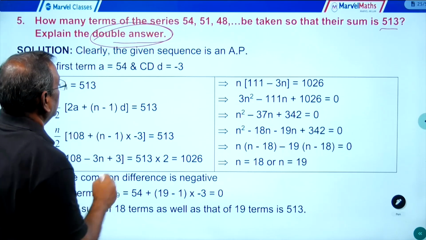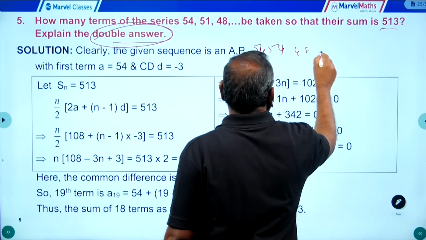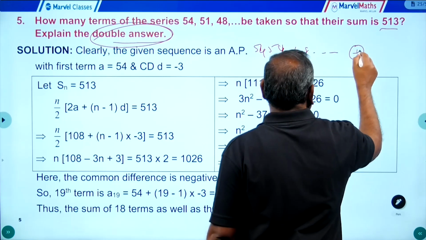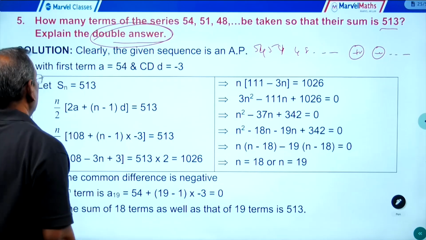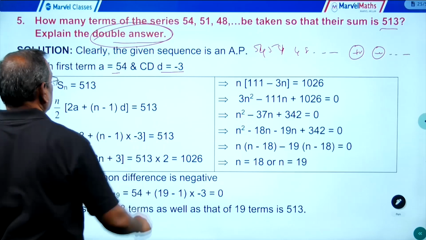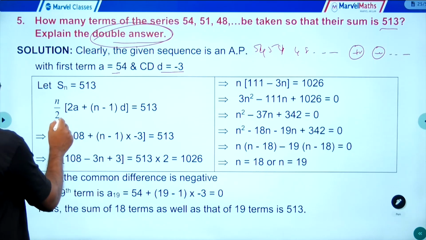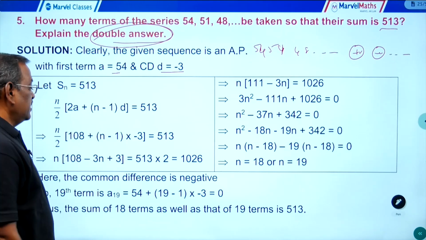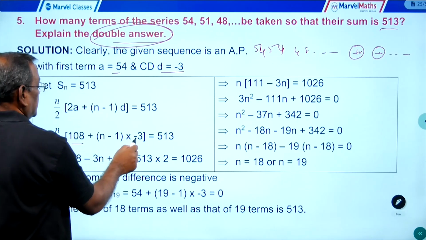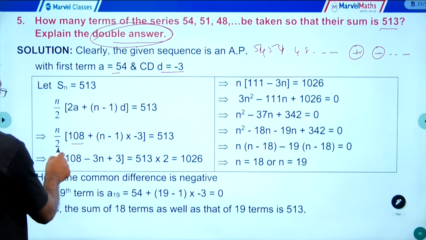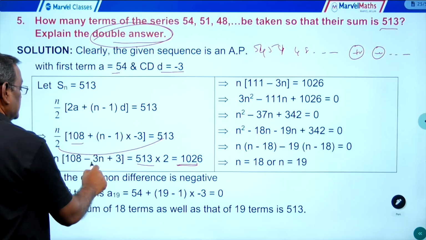The series is 54, 51, 48, ... After some time, you will get positive values and negative values. Now clearly the given sequence is an AP with first term 54, common difference -3. Let Sn equal to 513, that is the sum equal to 513. N by 2, 2a plus n minus 1 into d equal to 513. So n by 2, 2a, 2 into 54, 108, n minus 1 into minus 3 equal to 513. N into this, 2 into that equal to 1026. 108 plus minus 3n plus 3.